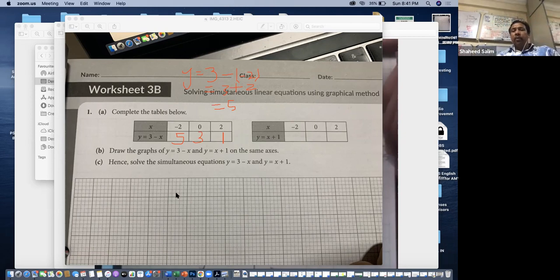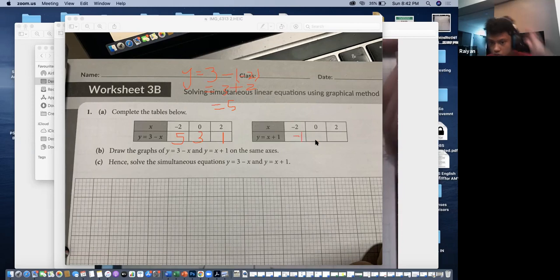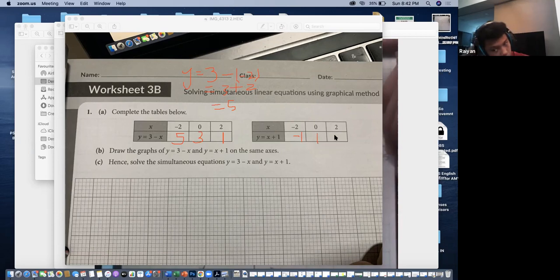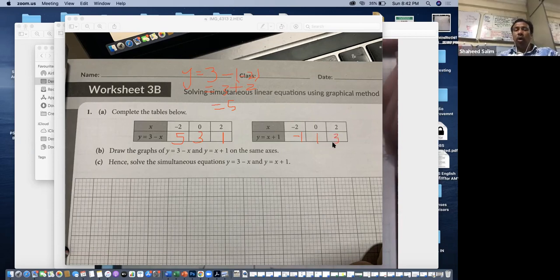Okay, Ryan, what is this one now? What's the value down here? -1. You all agree? Okay, next one. 1. Good. And last one. 3. Okay, so you got all three. All of you agree with the points, right? So now you can plot. Remember when you plot, you are supposed to label. Let's say this one you plot y equals 3 minus x, then you write at one corner y equals 3 minus x or something. So you know which graph is which because now you have two graphs. You have to plot.